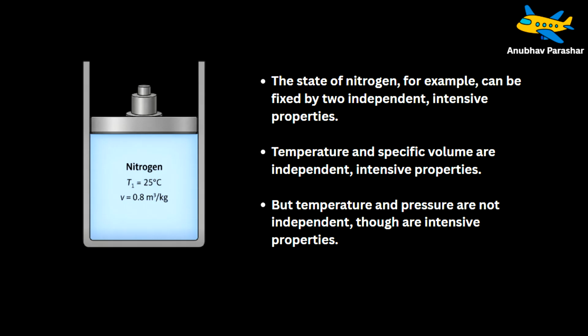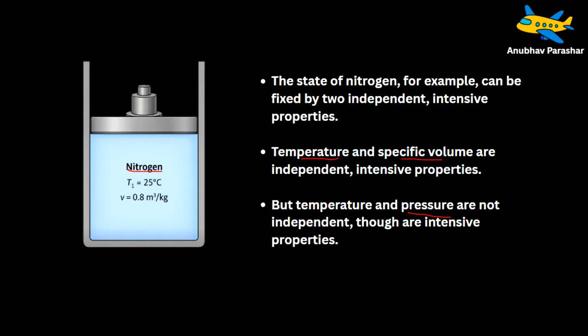Let us understand it a little bit more. Let us assume this nitrogen, which is at a temperature of 25 degrees centigrade. Now, just by giving the pressure of nitrogen, you cannot fix the equilibrium state of the system. What you'll have to fix is two independent properties.